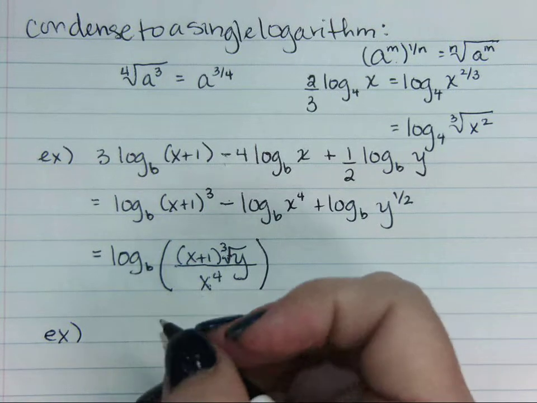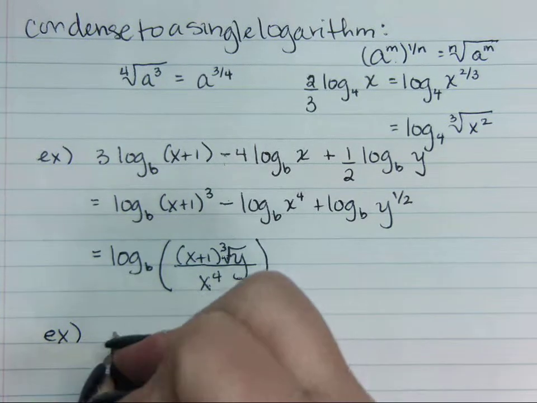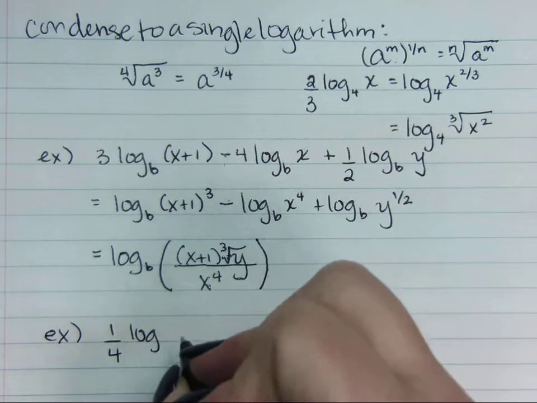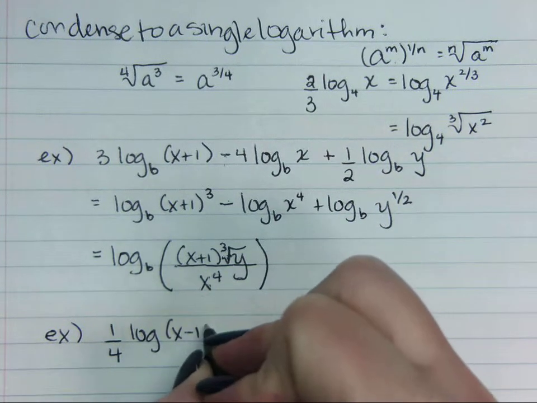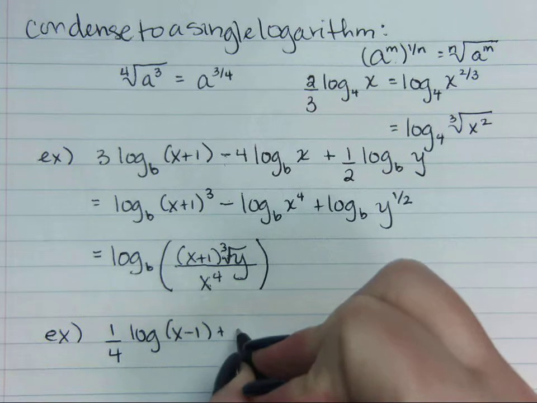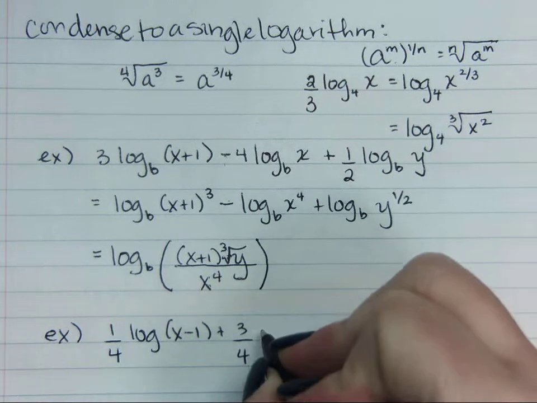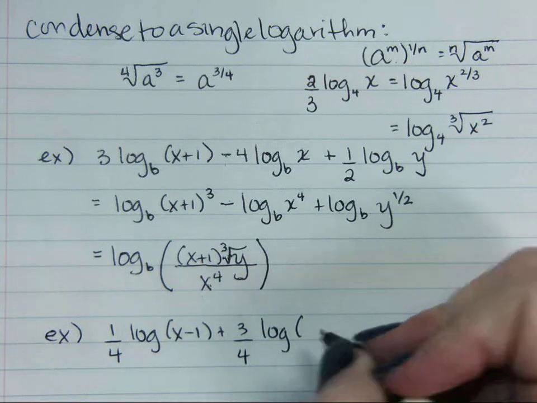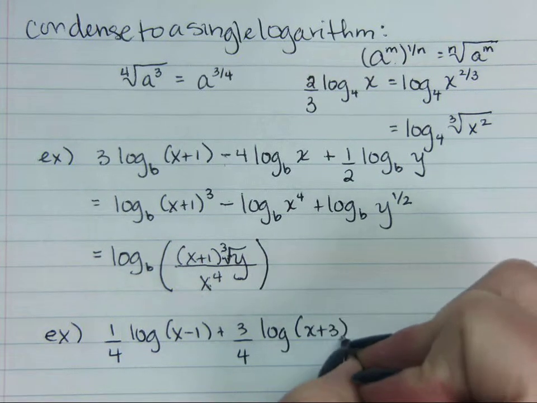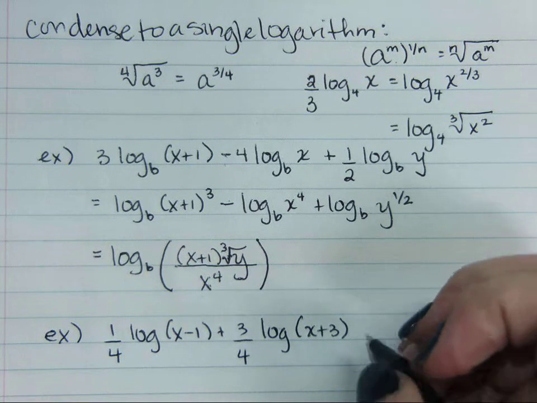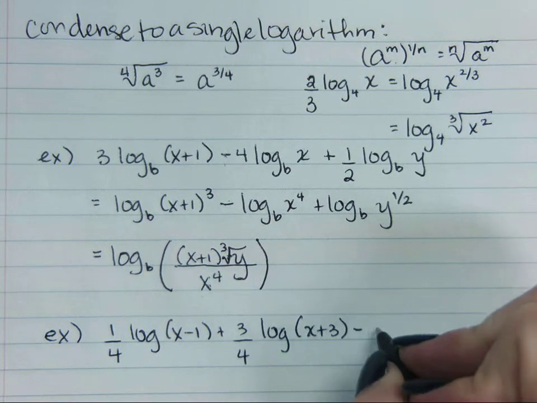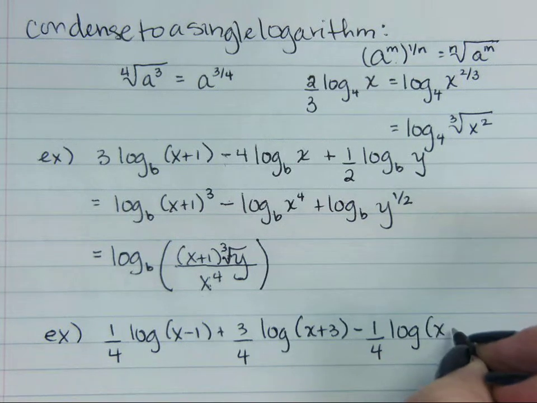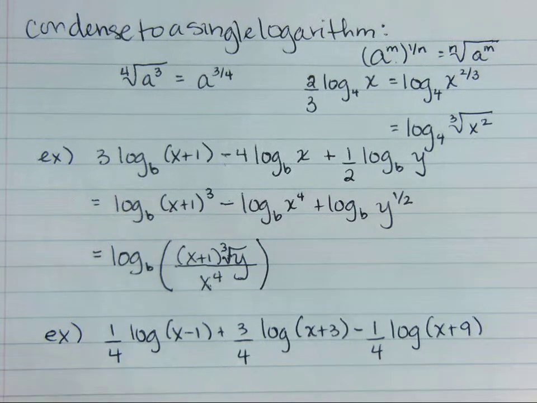Again, let's do something where they all have the same index, like a 1/4 log of x minus 1 plus a 3/4 log of, I don't know, x plus 3. And then let's do a minus 1/4 log of x plus 9. Okay.